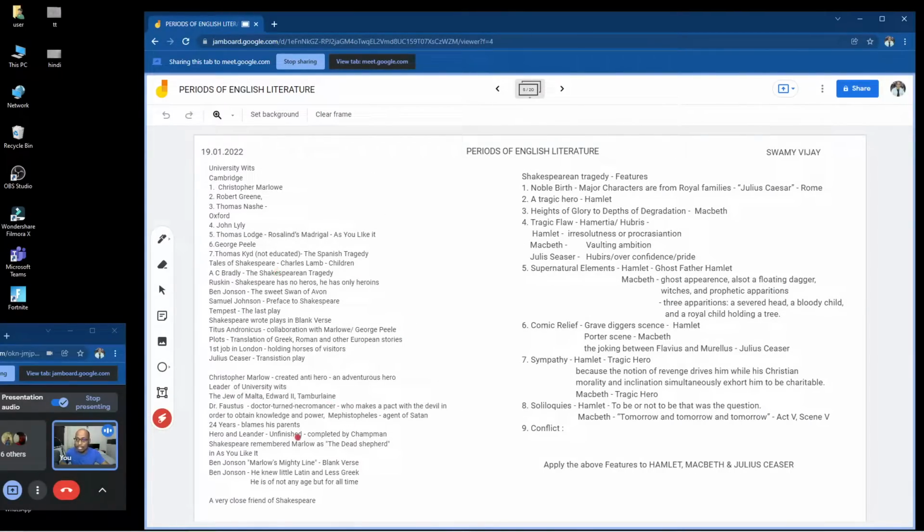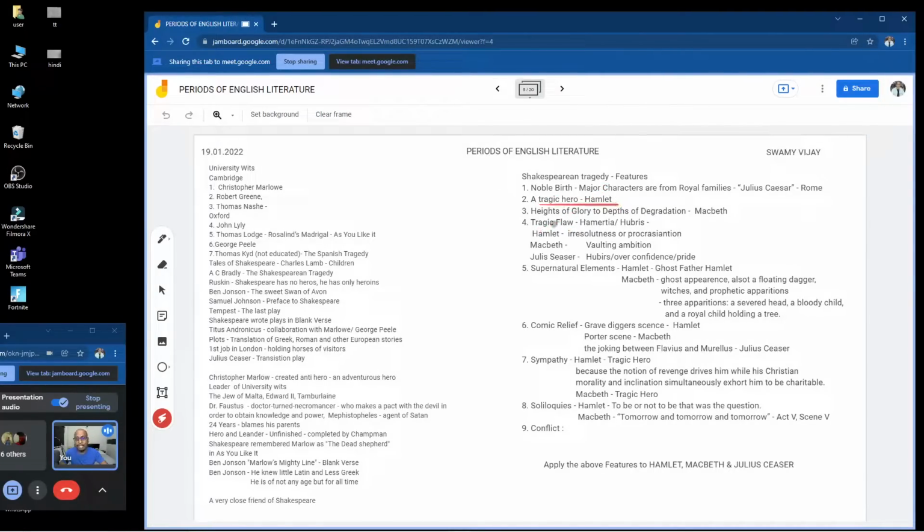So this is about Shakespeare and Shakespeare's contemporaries. And now if we come to Shakespearean tragedy, it has a little deviation from the classical or Aristotelian standards of tragedy. So what are the features of Shakespearean tragedy? Noble birth: all main characters are of noble birth. A tragic hero, and they fall from the heights of glory to the depths of degradation, and every main character or protagonist has a tragic flaw.